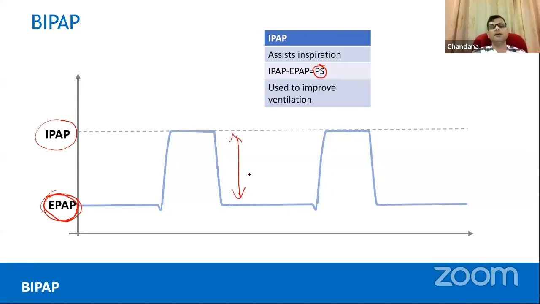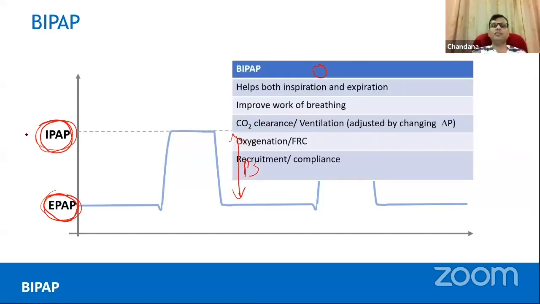If it is CPAP with pressure support, if you are using a standard ventilator, you can increase the pressure support. Or if you are using a BiPAP ventilator, you can increase the IPAP, so that the patient will get a larger, better tidal volume, because you increase the pressure to a higher value during inspiration. So that is what BiPAP is. Basically, BiPAP helps both inspiration and expiration, improves work of breathing, and it will help to clear out carbon dioxide, or it will increase the ventilation.